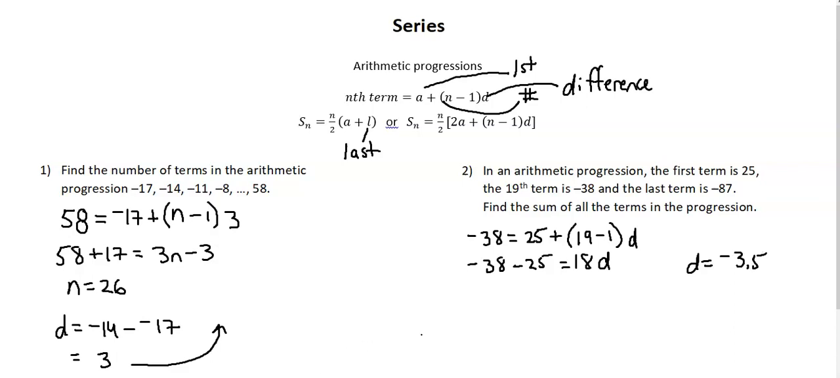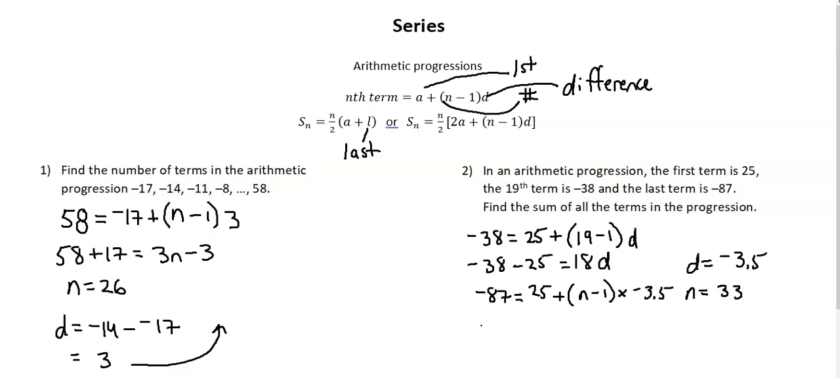Now we can find the number of terms using the nth term formula. So here, using our full series, the final term is negative 87. That's our nth term, equals the first term of 25 plus quantity n minus 1. We don't know how many terms there are in the full series, times d, negative 3.5. The result: n equals 33.